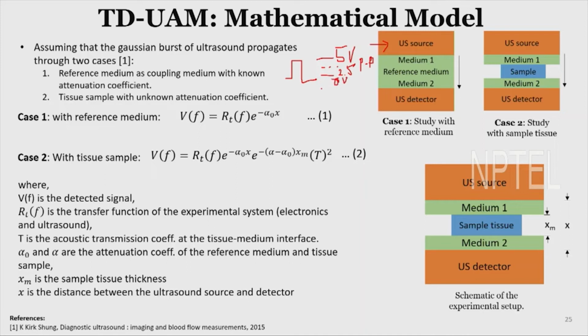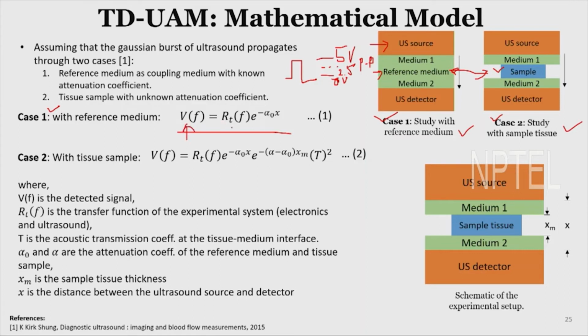To quantify the acoustic attenuation coefficient, we come up with two different cases. In case 1, we assume that the reference medium is there in the center. In case 2, we assume that the actual tissue sample is there in the center domain instead of the reference medium. So we have the voltage detected with the reference medium and the voltage detected using the sample tissue. In the case of the reference medium, the reference medium is the same as the coupling medium. Over here we can calculate the detected voltage.